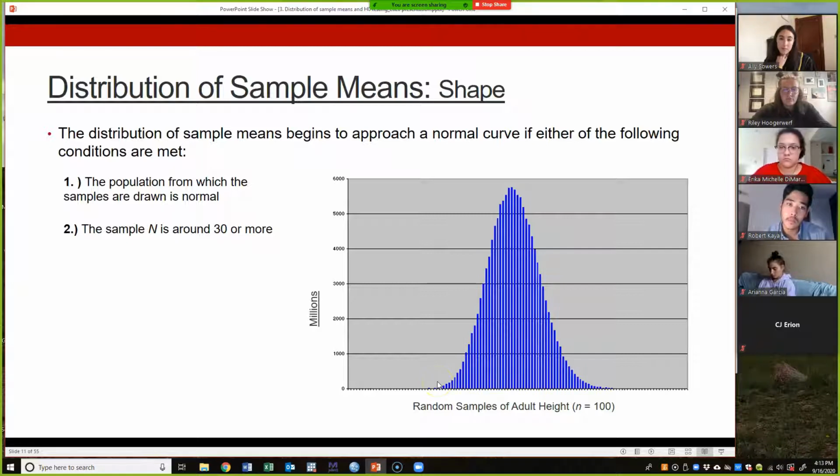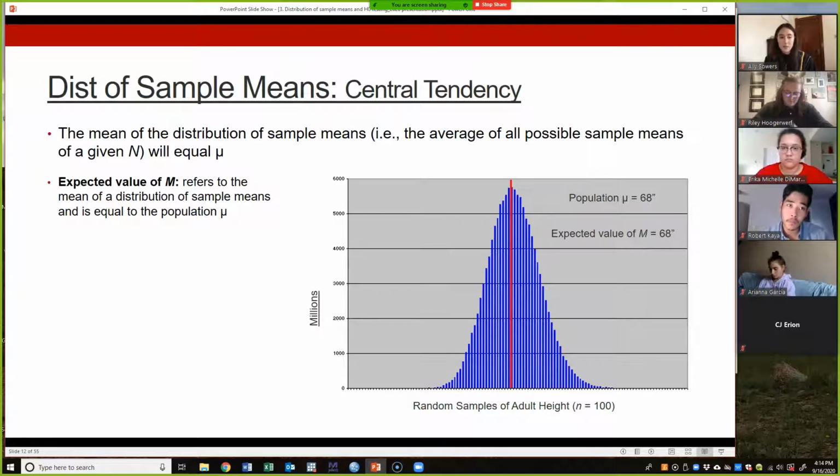Okay, so this is a known characteristic of the shape of sampling distributions. We also know something about the central tendency of our distribution of sample means. We know that the mean of a distribution of sample means, or in other words, the average of all possible sample means of a certain size, is going to equal the population mean. Okay, so here, Erica, let's say that we've got random samples of adult height from people in the U.S. population, and that we know the population average height of the U.S. population is 68 inches. Okay?